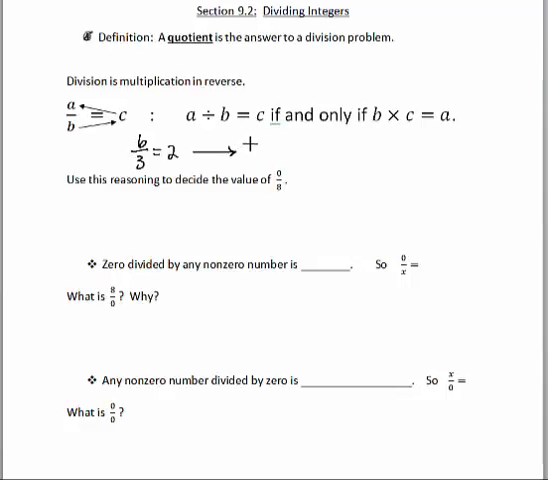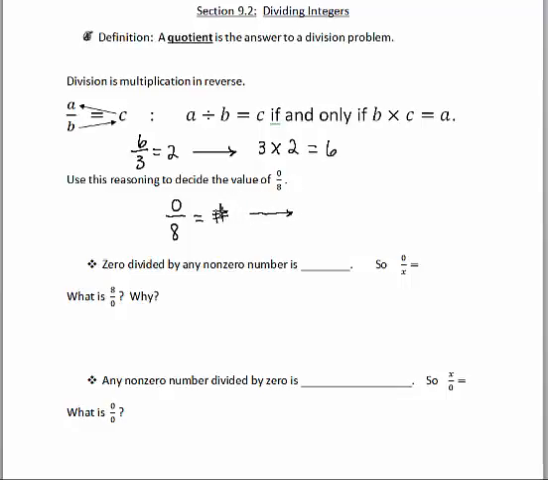Okay, why is 6 divided by 3 equal to 2? Well, it's real simple. 3 times 2 equals 6. So I can take a division problem and rephrase it as a multiplication problem. So if we follow that reasoning for 0 divided by 8, okay, and I want to know the product, but I don't know what number I'm actually supposed to get by dividing 0 by 8.